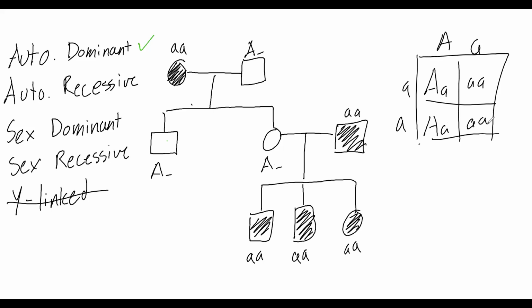Can these two parents have these two children? Yes, they can. Can these two parents have these three children? Yes, they can. Which means it can also be autosomal recessive. And if that is confusing to you, don't worry, it makes perfect sense.